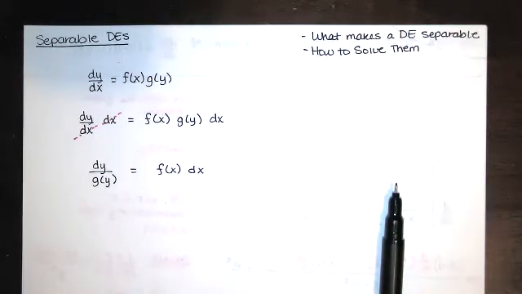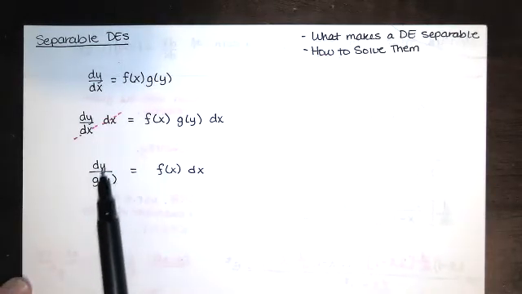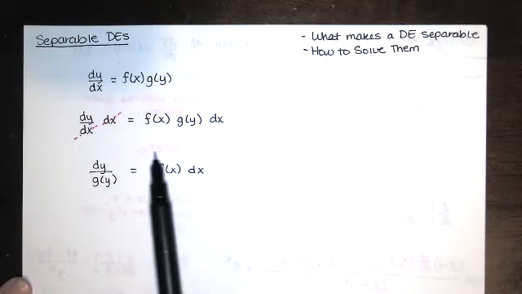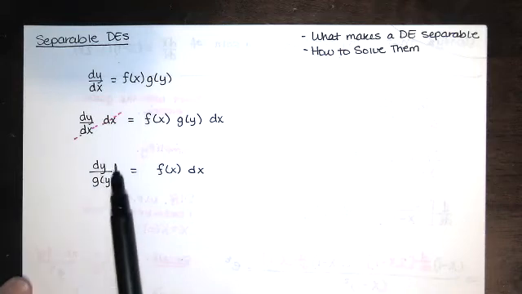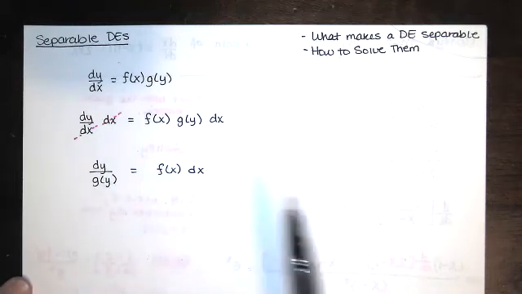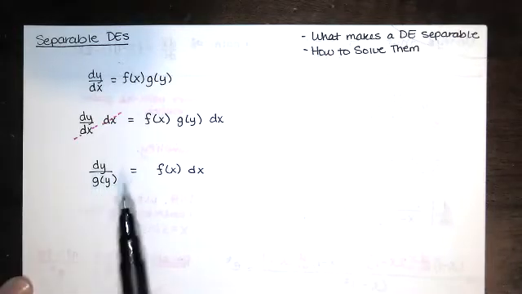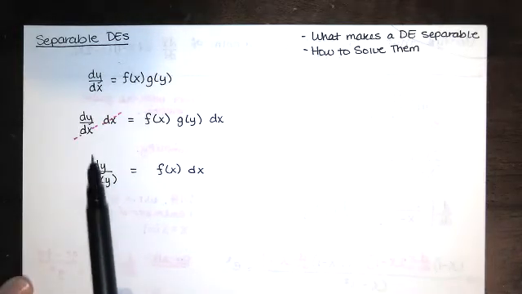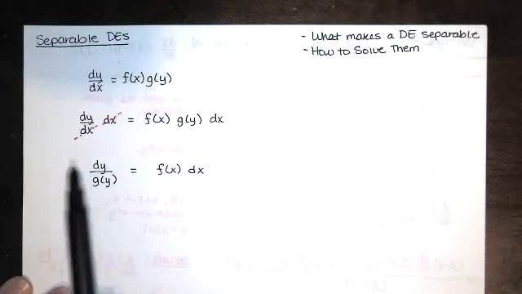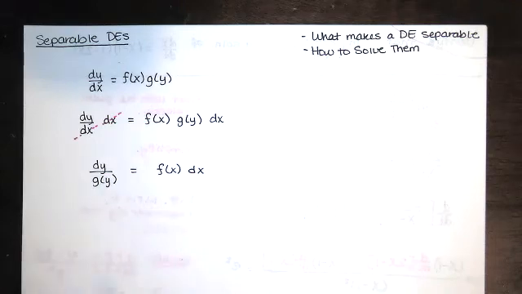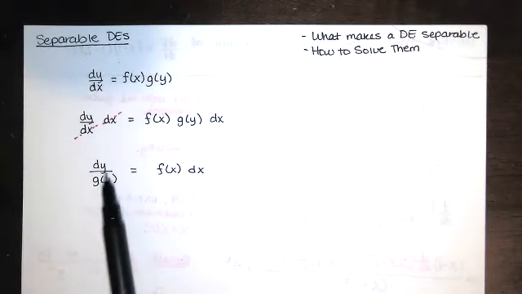Now, one other thing that I will point out to you is that you have to have dy times a function of y here, and dx times a function of x. This isn't going to work if your dy is in the denominator, or if you have like plus dy or minus dx. It has to be multiplying each other. In the same way that you would have an integrand multiplying dy, or an integrand multiplying dx in an integral. Okay, so you've got a function of y times dy here equals a function of x times dx.